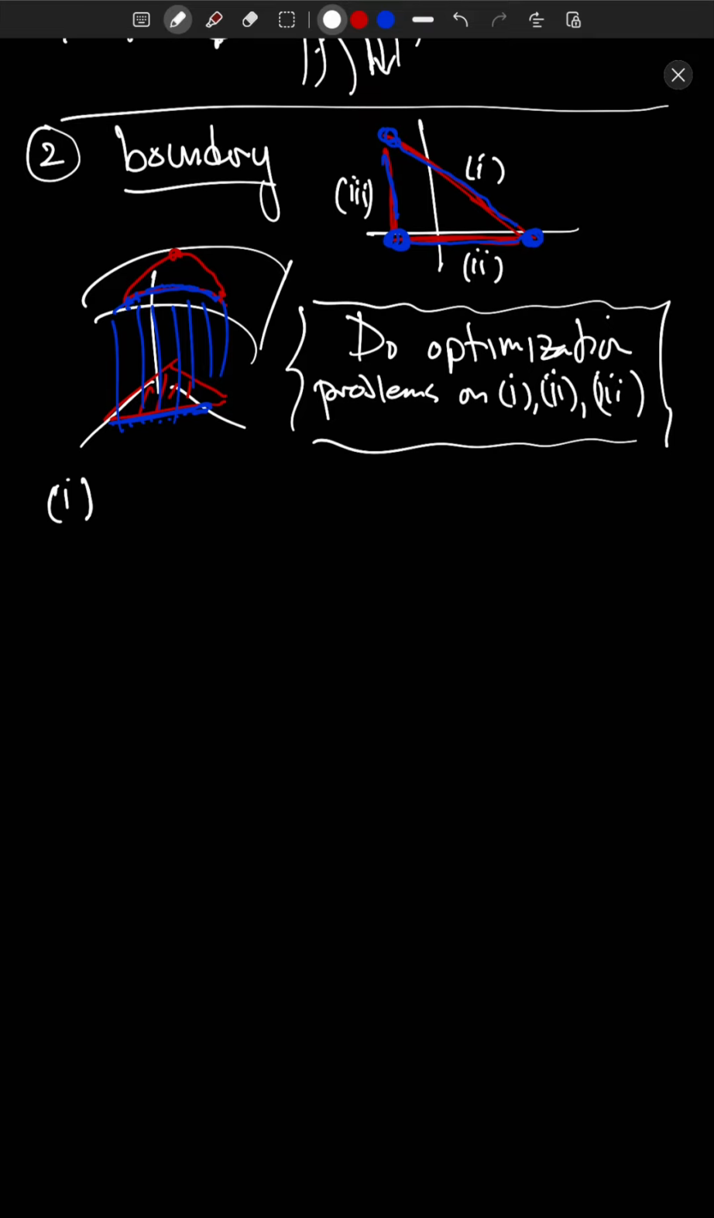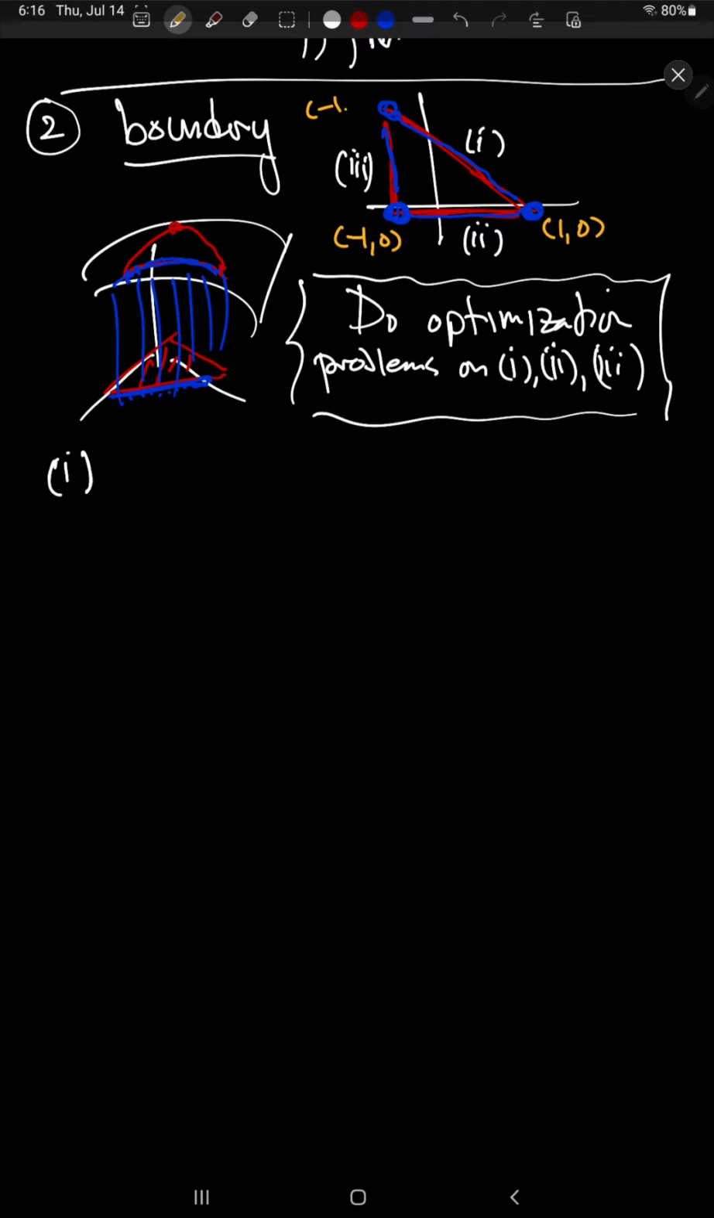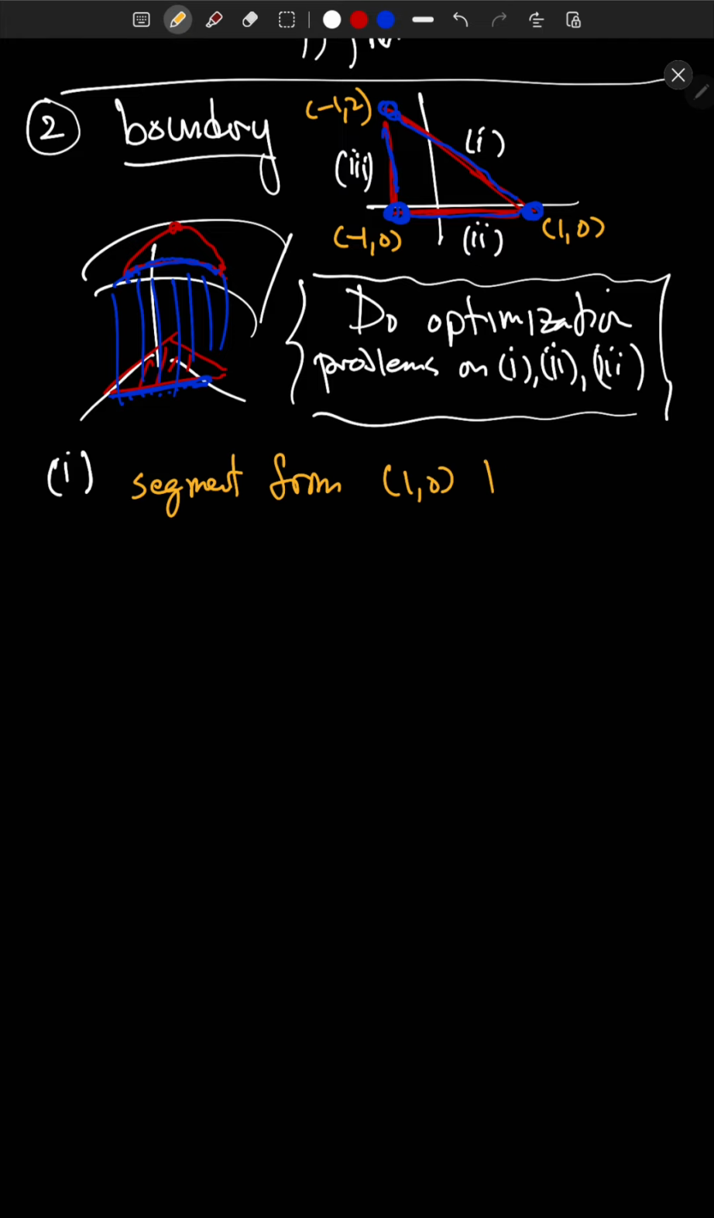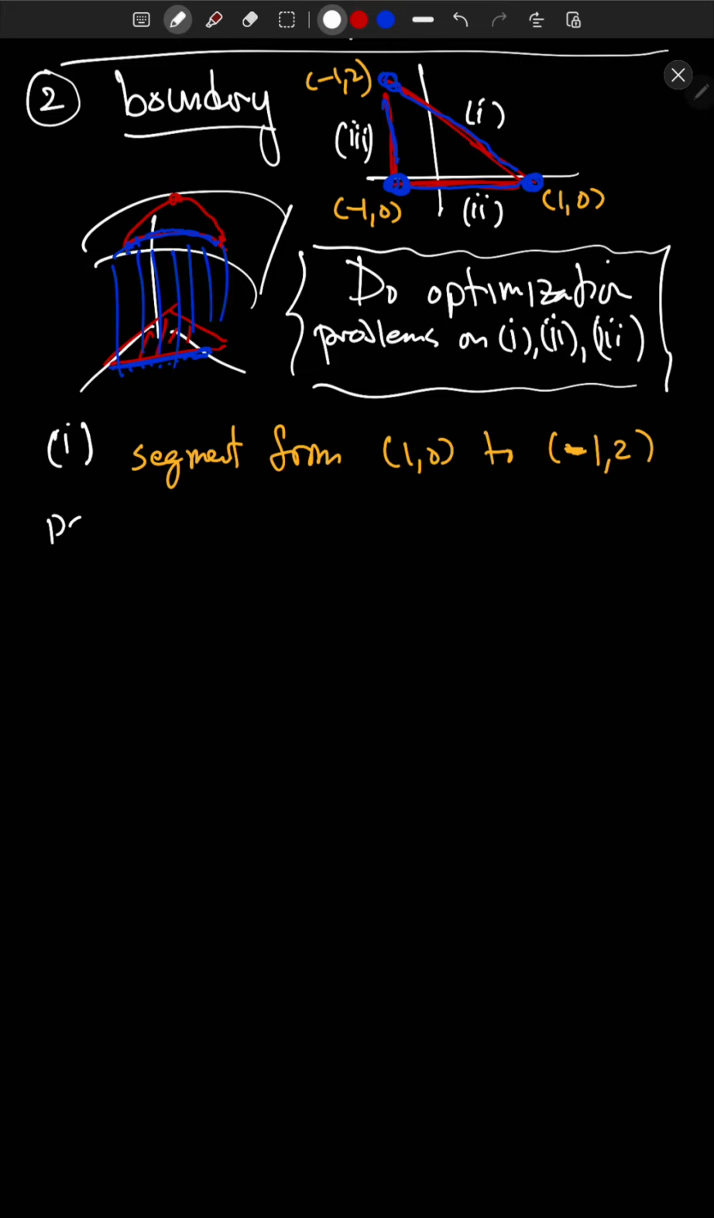So segment 1, let me write down coordinates for my region here. This was 1, 0. This one was -1, 0. And the last one was -1, 2. So the first one is going to be the segment from 1, 0 to -1, 2. We're going to parameterize this curve and then convert to a one variable problem. So parameterization.